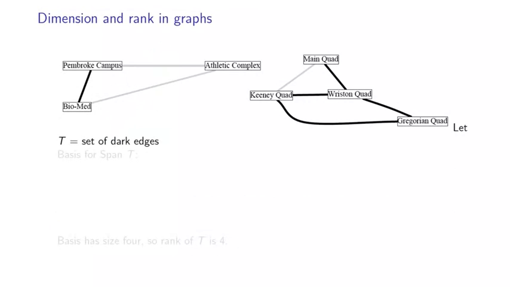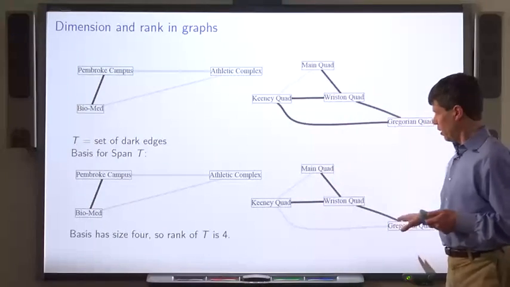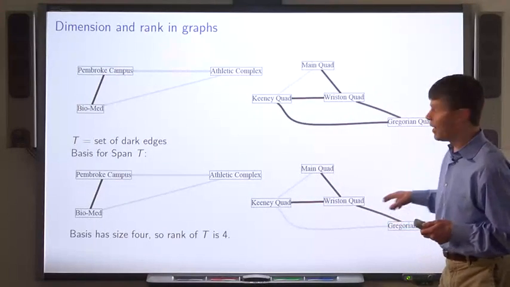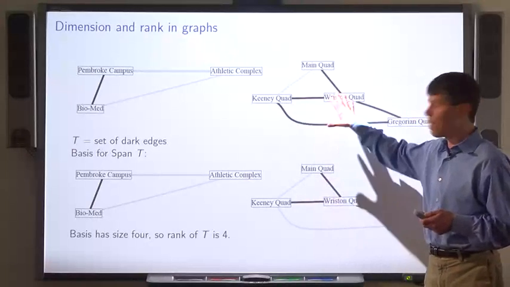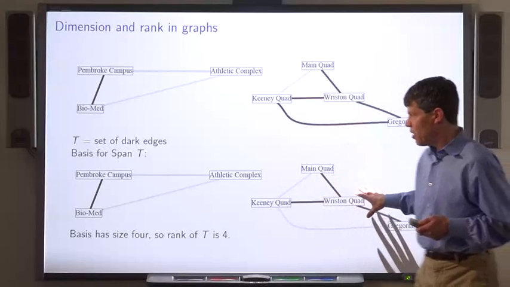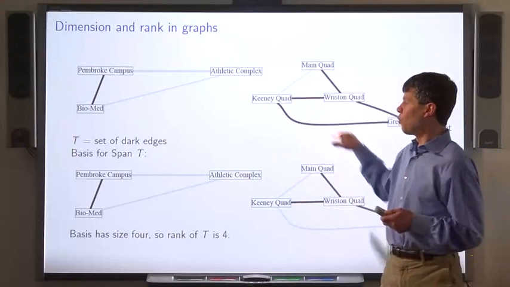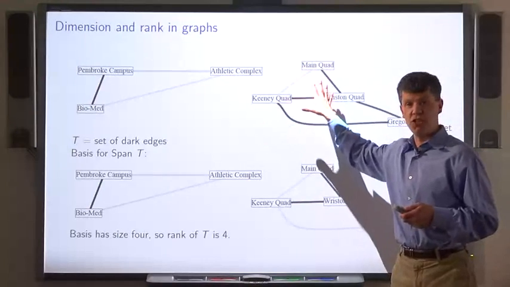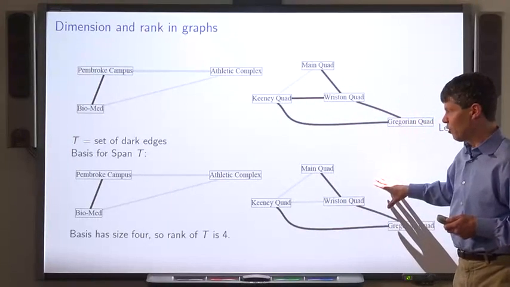Now let's look at rank in the context of graphs. Let T be the set of dark edges. Now, a basis for the span of T is shown here. It's linearly independent because there are no cycles, and it has the same span as the dark edges in this graph. Since this basis has size 4, the rank of T, the set of dark edges in this graph, is 4. And here's another basis for the same graph.